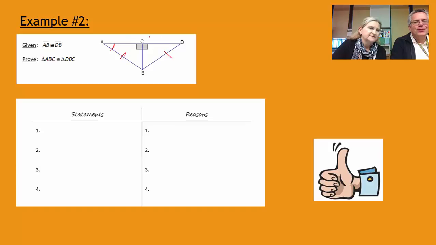And the only reason why I know that is Ms. Les told me before we started making the video. So these two angles, angle A and angle D, are base angles, so they are congruent. So I have side, angle, angle, or angle, angle, side.